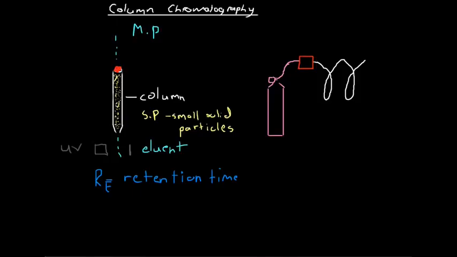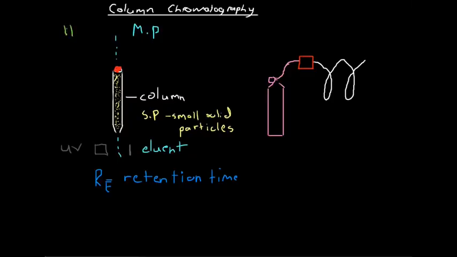It will take the same amount of time to get out the bottom of the column. So this is sort of a general outline of the ideas surrounding column chromatography. And so what we're going to do now is have a look at the two more specific categories of column chromatography.